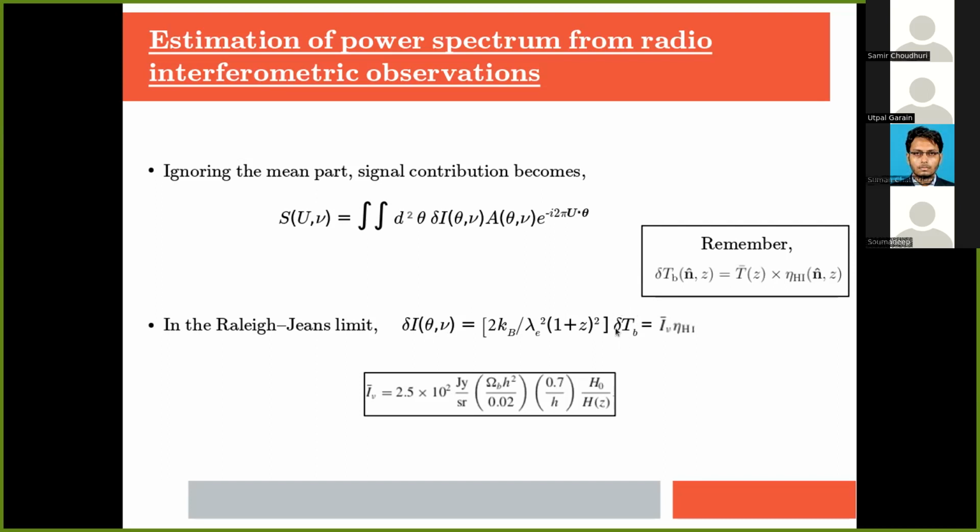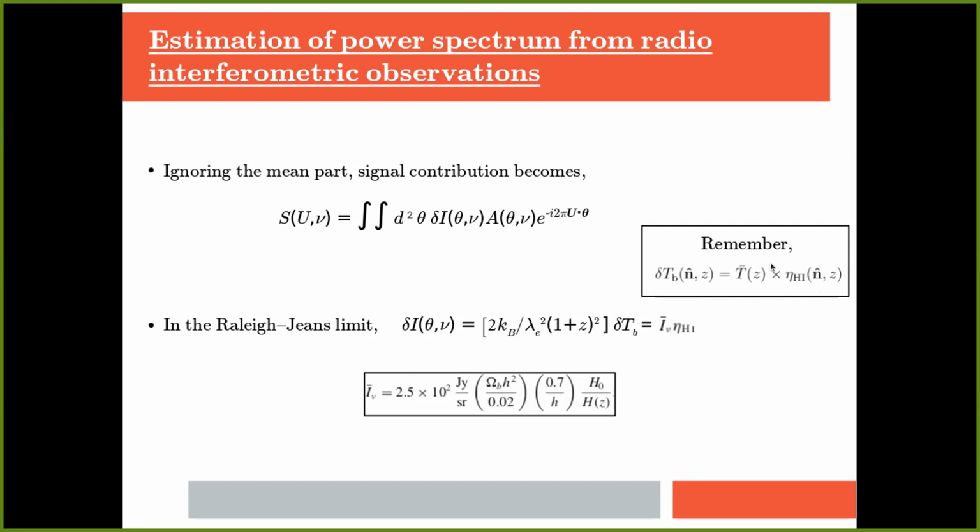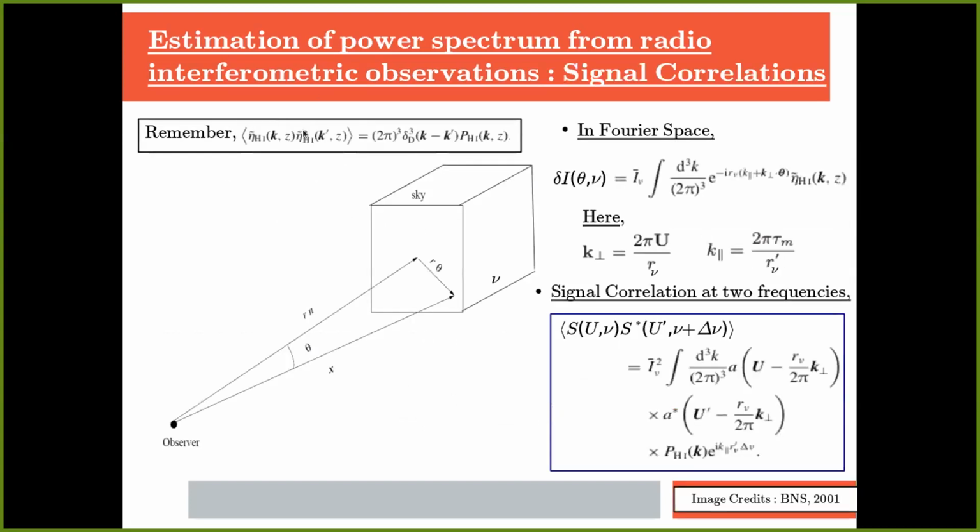And if you remember, this delta T is equal to some T bar into eta HI. So this factor into this factor can be written as I nu bar, which can be calculated and shown to have a value like this, and this factor eta HI. Now this eta HI correlation gives us the power spectrum. And this delta I is related to eta HI using this relation, where we have written it in terms of k parallel and k perpendicular.